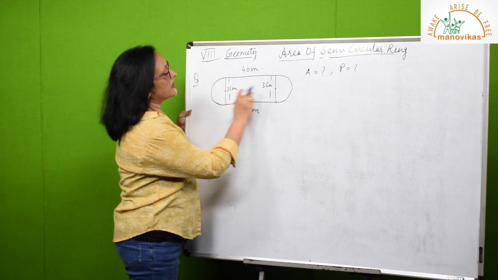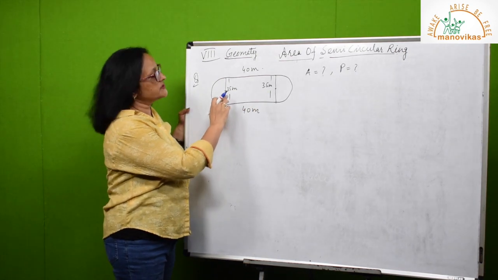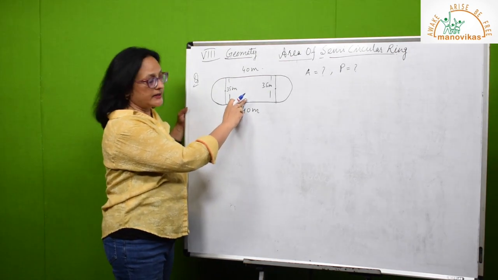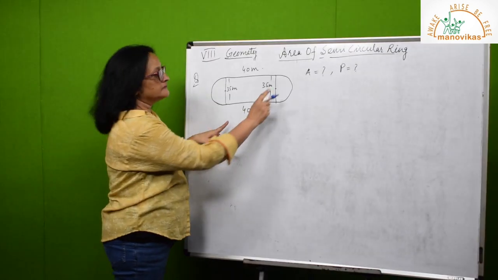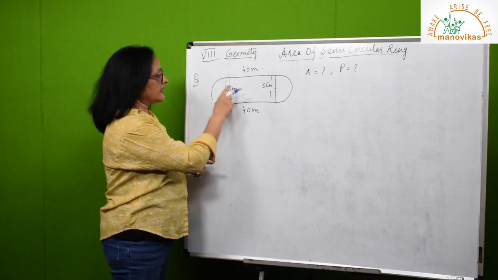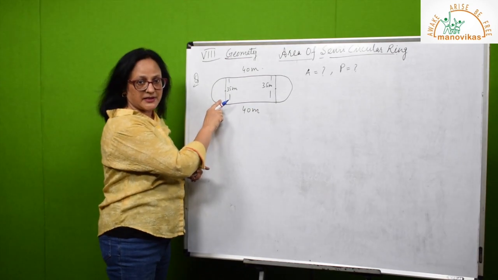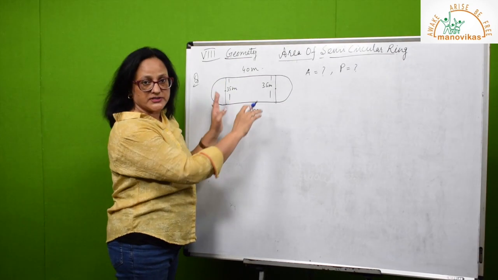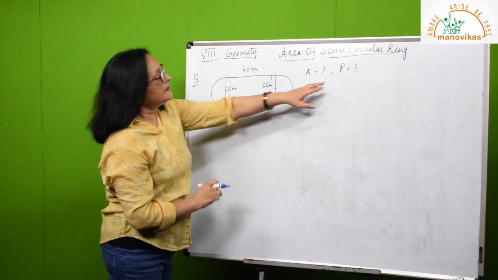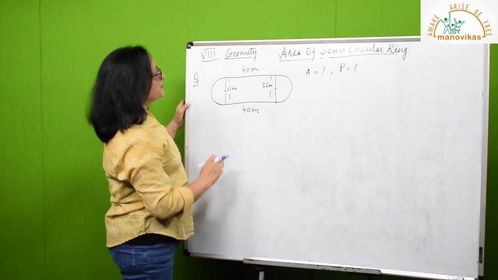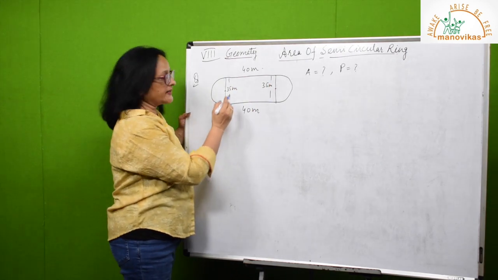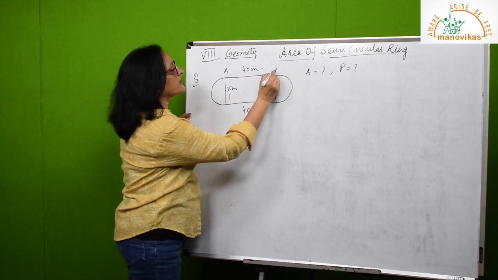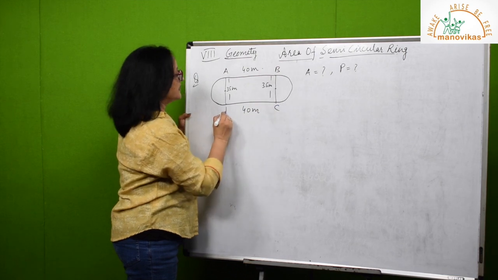In this question you are given a combined figure whose area and perimeter you have to find. Now you can see in this figure you are given a rectangle, one semicircle this side and one semicircle this side. You have to find the area of this figure and perimeter also. Now for the area it is very simple thing. Find the area of this rectangle. Let's give the name to this rectangle ABCD.